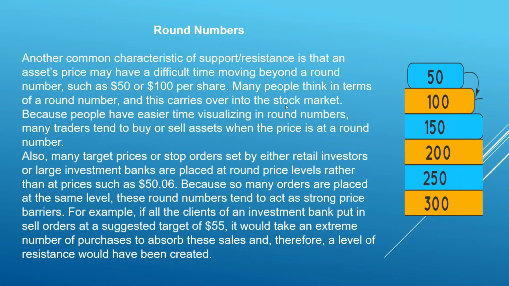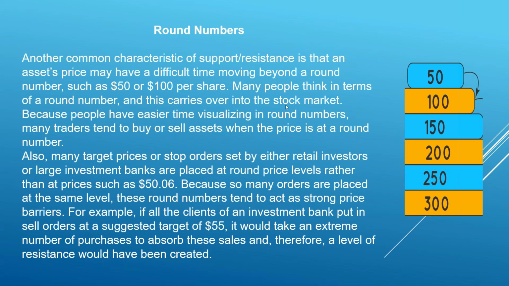So now there are round numbers, which is another common characteristic of support and resistance. The asset price may have a difficult time moving beyond round numbers, such as $50 or $100 per share. Many people think in terms of round numbers. Yeah, think of yourself. You, me, everybody will think about round numbers. You wouldn't think of like 97. You would use something like 100. So this carries over into the stock market and the financial markets in general, because people have an easier time visualizing in round numbers. Many traders tend to buy or sell assets when the price is at a round number.